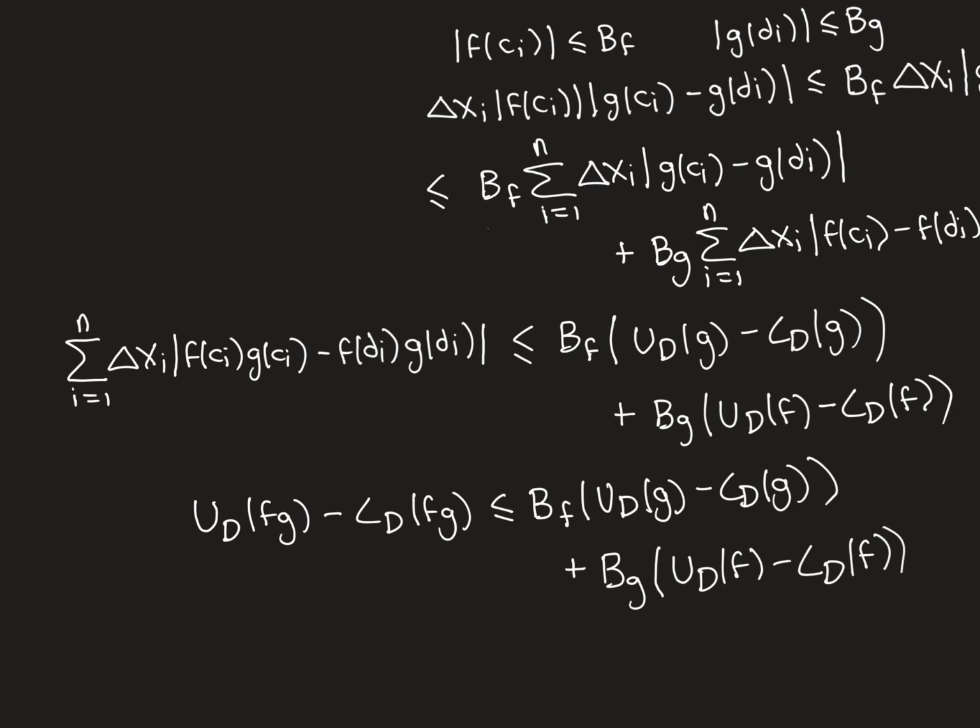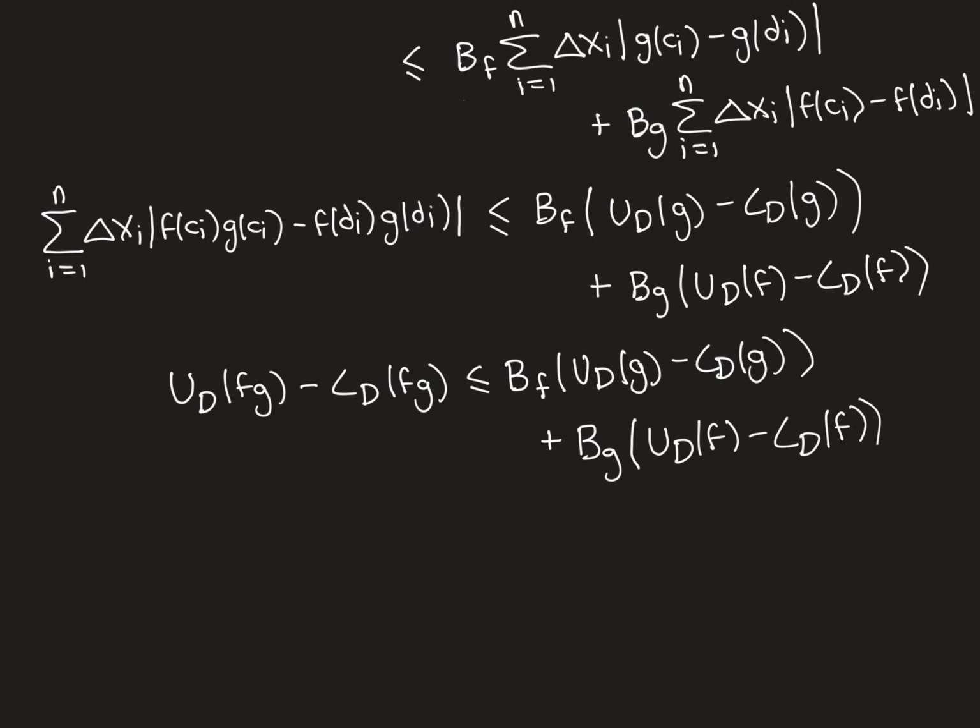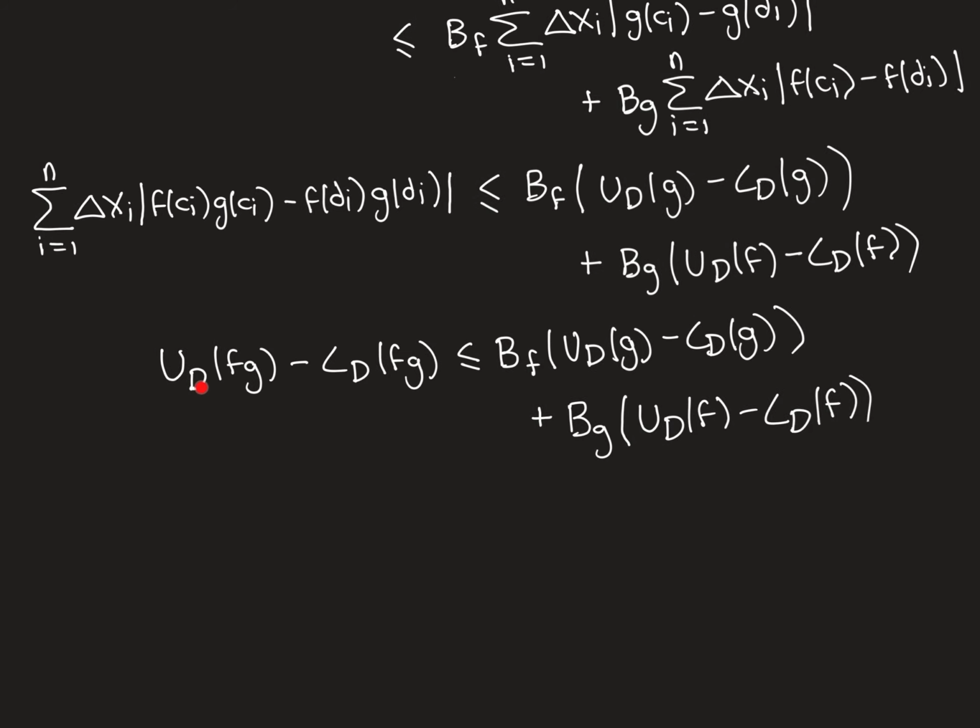So this then is the inequality that all of this work has been to get: that the upper Riemann sum over our dissection of the product function f times g minus the lower Riemann sum over our dissection of the product function f times g is less than or equal to the bound for the function f times the difference between the upper and lower Riemann sums of the function g alone over the dissection D, plus the bound for g times the difference between the upper and lower Riemann sums over this dissection of the function f alone.